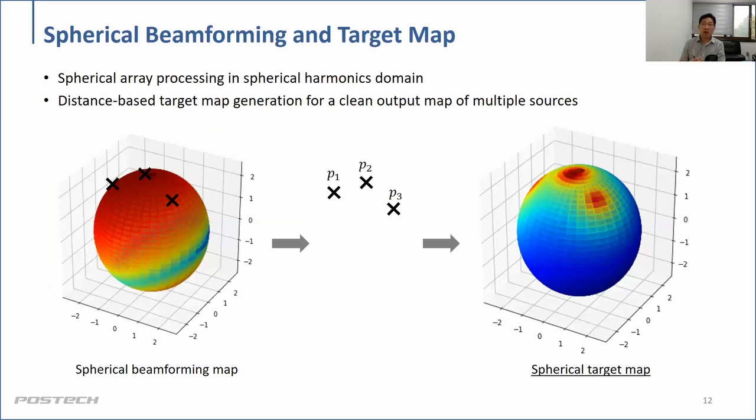In this problem, the first approach is to just repeat the same process. We do have spherical beamforming maps, and instead of having the polar coordinates of the speaker locations, we can again build target maps, but in this case in spherical form. So this is the input and this one is the output, and in this case both of them are maps on the sphere surface.